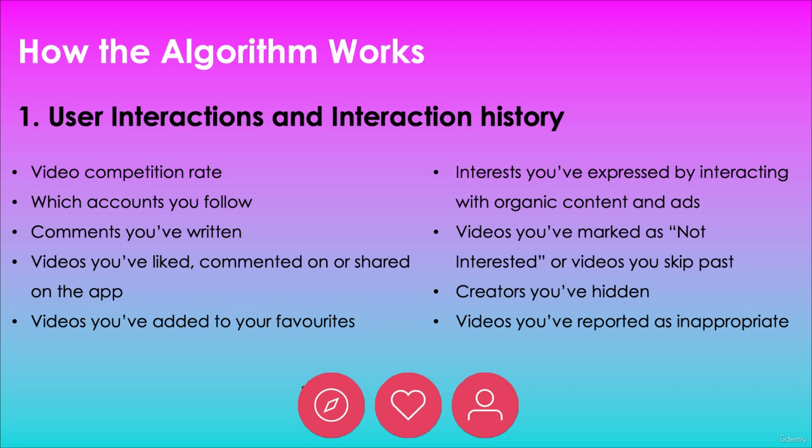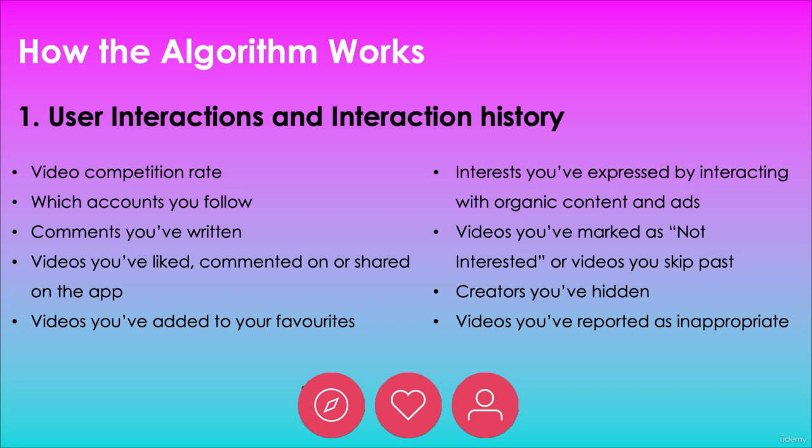If you keep watching certain videos to the end, guys, this is the biggest and most important signal to the algorithm. If the algorithm sees you keep watching a certain type of video and you watch it to the end, the algorithm will then suggest loads more of these types of videos to you as it knows you like them. Other signals include the type of accounts you follow, the type of comments you've posted before, videos you've liked, commented on or shared in the past, videos you've added to your favorites, which is another strong signal.